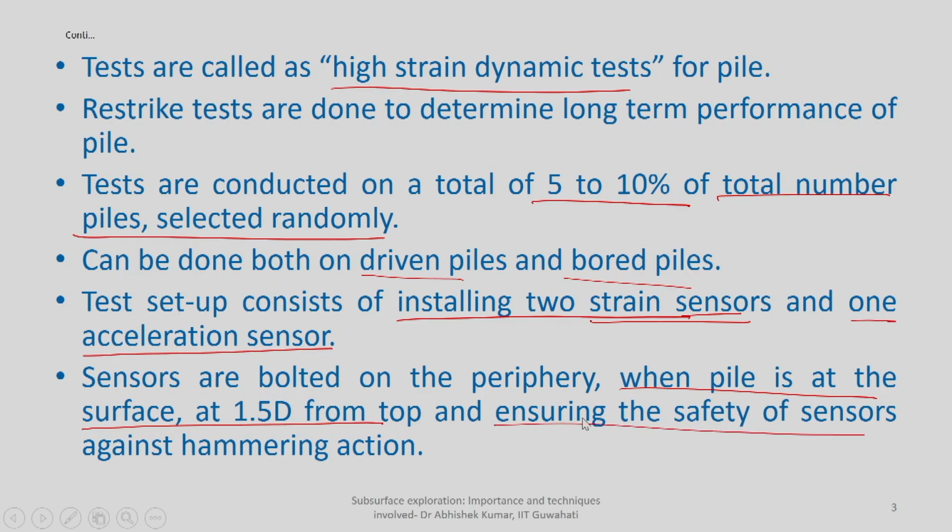You also have to ensure that the sensors are installed at such a depth that the hammer impact is not going to compromise their safety. So, you have to take into account 1.5 times the diameter as well as the safety from the hammer, because above there is continuous hammering happening, which is driving the pile, and it might cause some kind of damage to the sensor. So, you have to take that into account. Now, the sensors, as I mentioned, will be attached at diagonally opposite ends in order to check whether there is some kind of bending while driving the pile.